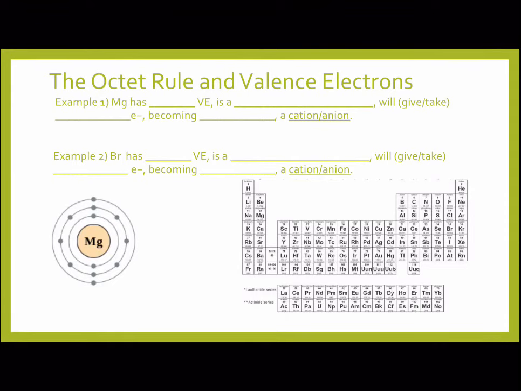So here's an example. Magnesium. Find magnesium on the periodic table. It is a group 2 element, which means that it has 2 valence electrons. And since it's on the left side of the periodic table, we know that it is a metal. So magnesium will give 2 electrons, both of those 2 valence electrons, becoming positive, making it a cation. Pause the video and try example 2.